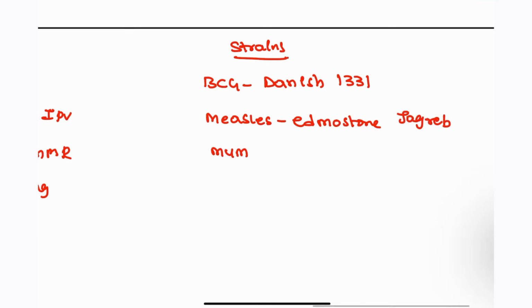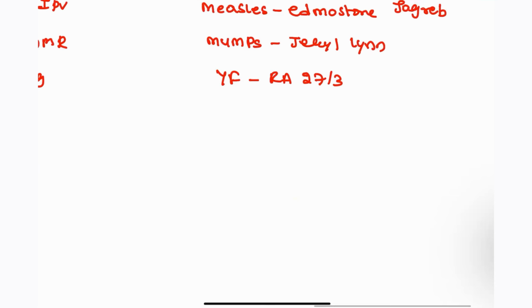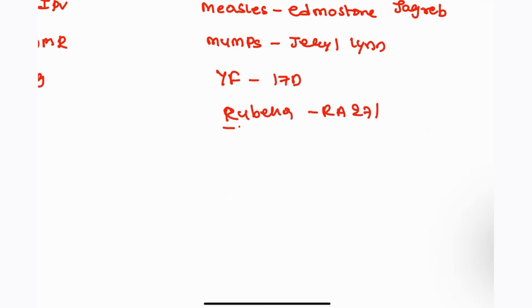Next, mumps for the Geraldine is for the mumps. Yellow fever, RA 27 by 3. Sorry, yellow fever is actually 17D. Okay, rubella, R for rubella and R for RA 27 by 3.